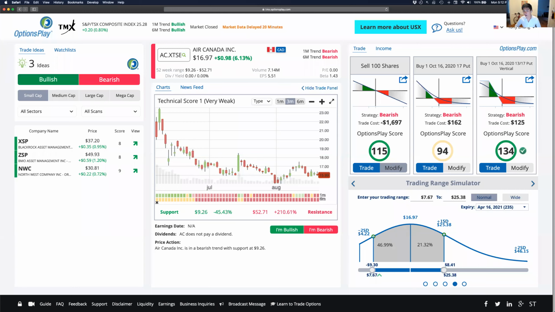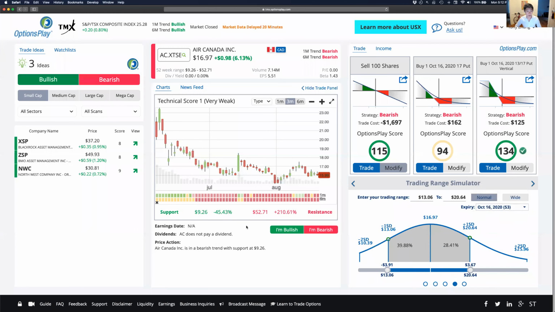More examples of how to use the trading simulator. So again, let's say we're looking at Air Canada, and we're trading the October expiration. Basically what we're saying is that if we buy a put option here for Air Canada, a $17 put is trading at $1.62. A vertical here, we're trading the $17 put.